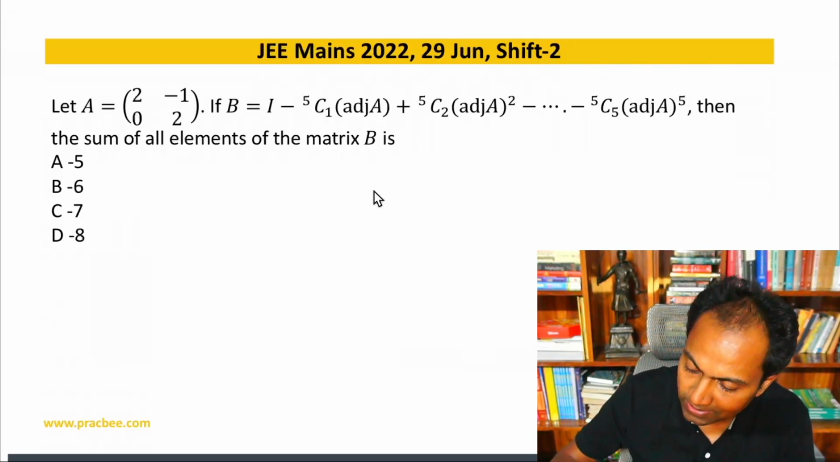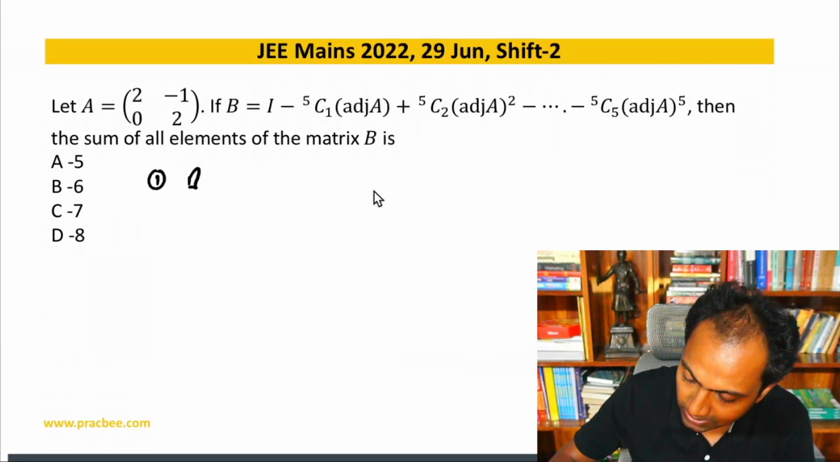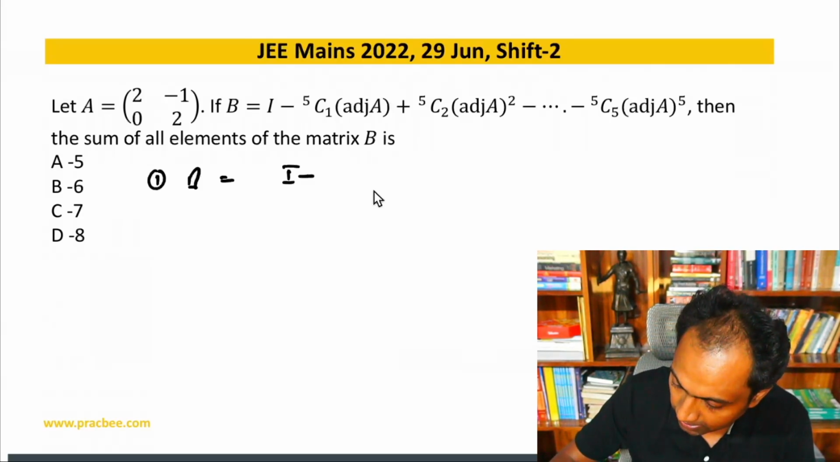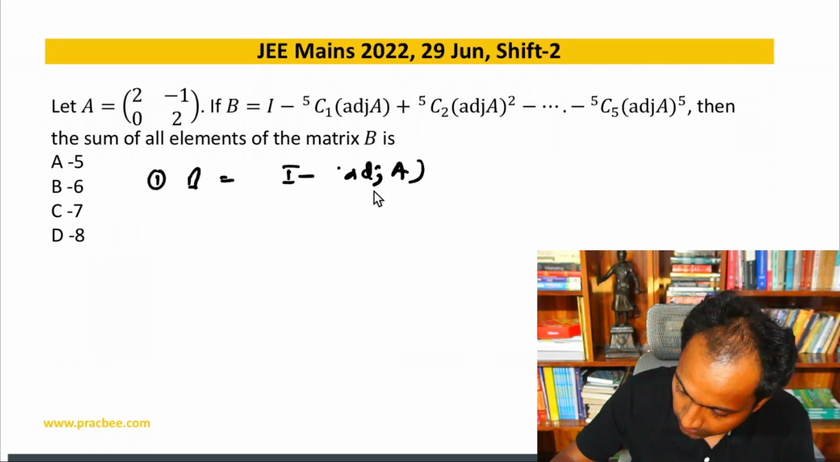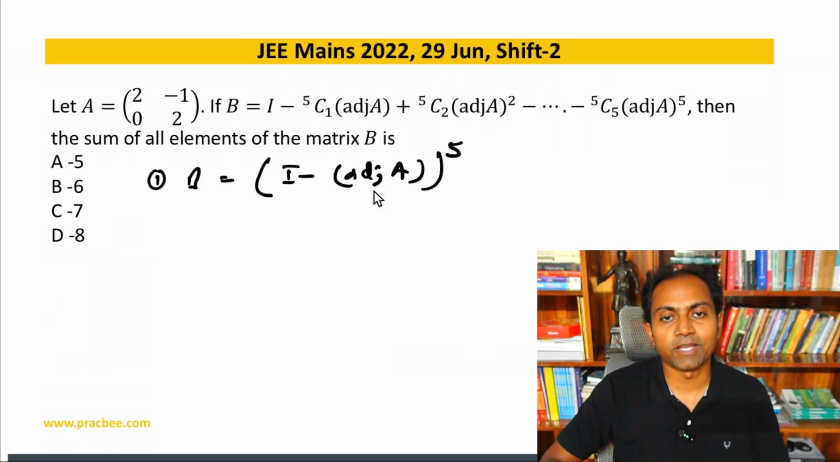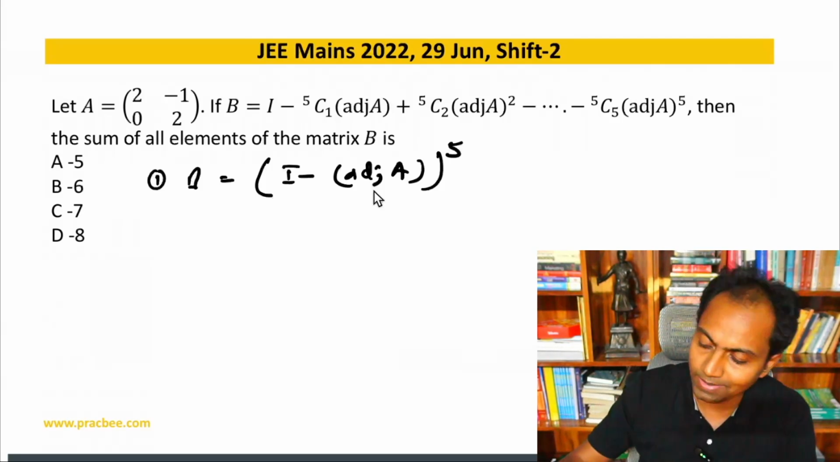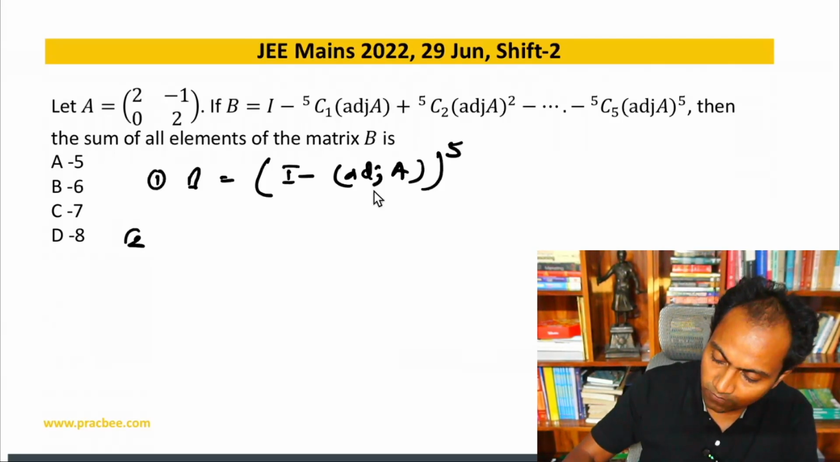The expansion that is given to us, if I want to concisely write it, it is nothing but I minus adjoint of A raised to the power 5. This is the expansion that is given to us. So if I can clearly identify this, my next step would be to find the value of adjoint of A.